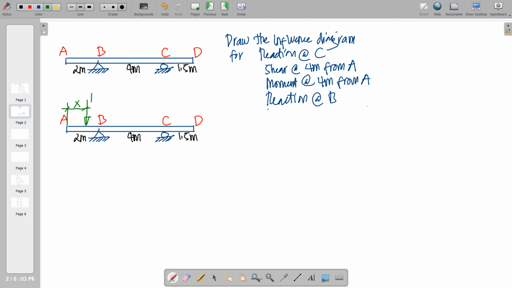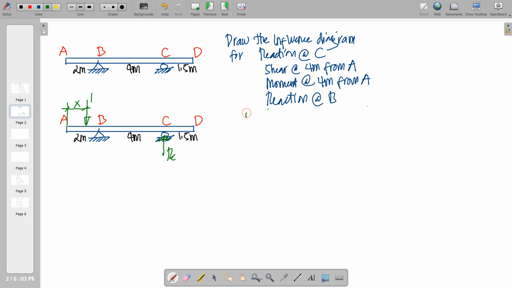Say this is the unit load 1, and that will be measured as X from the leftmost portion, because we start from left to right. Then we take summation of moments at B in order to determine the reaction at C, because our concern for the first unknown is the reaction at C.